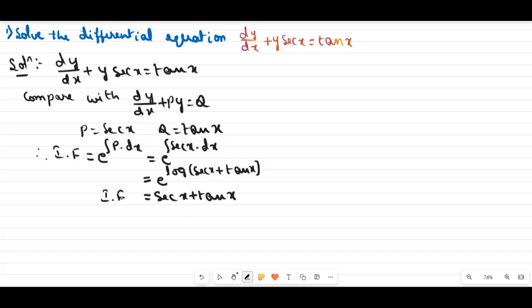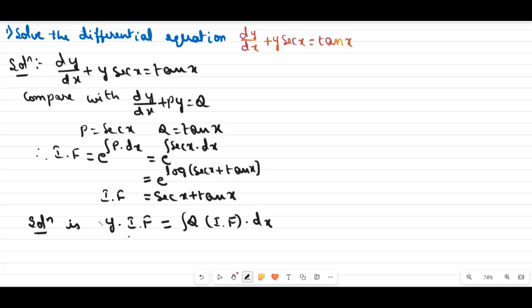See, what you should do? First, compare the given equation with the standard equation of a linear differential equation. After that, identify P and Q and then find the integrating factor. After finding the integrating factor, we should write the solution. Very simple. The solution is y into integrating factor is equal to the integral of Q into integrating factor with respect to x. This is the solution.